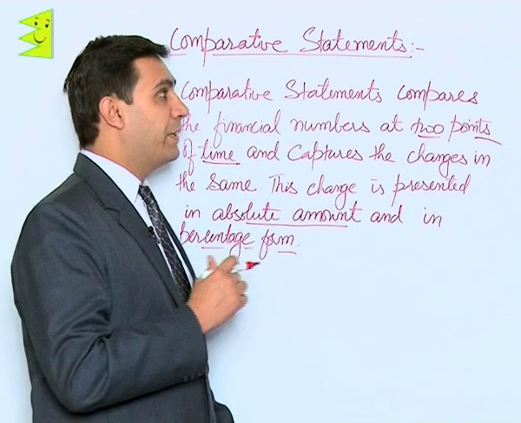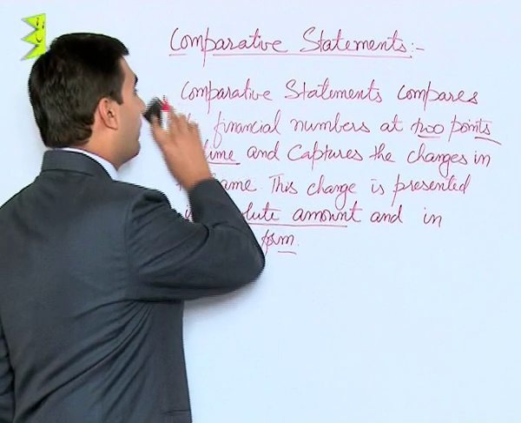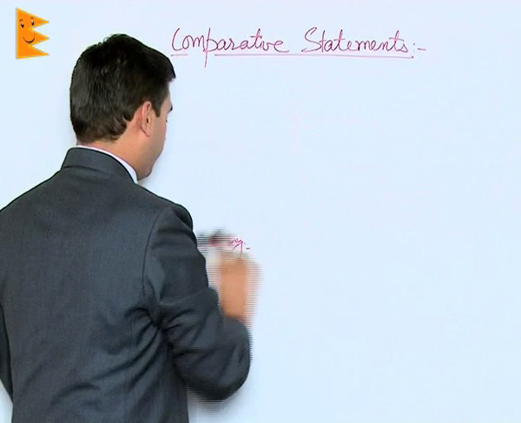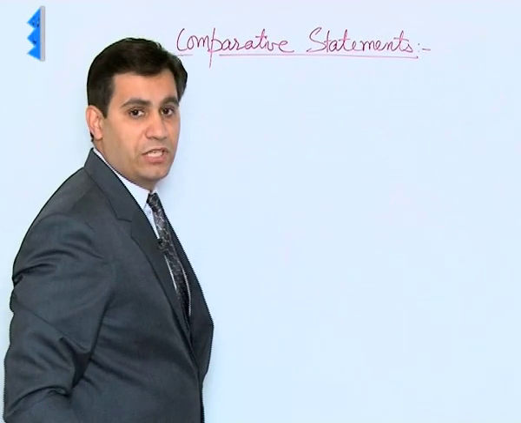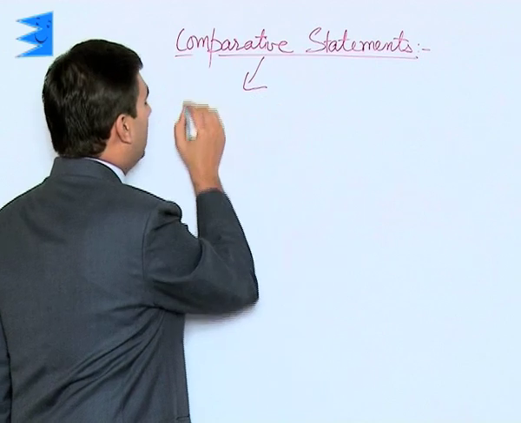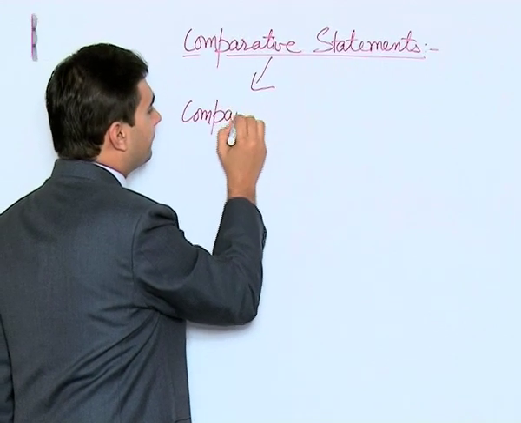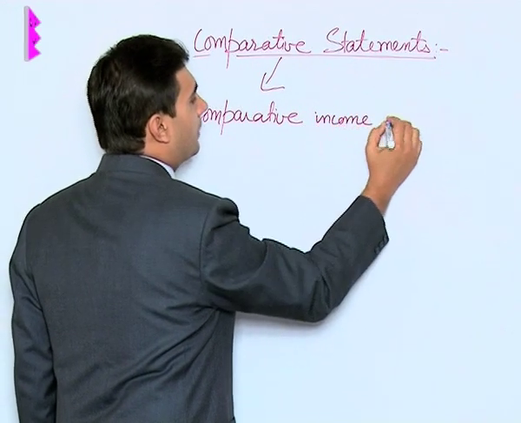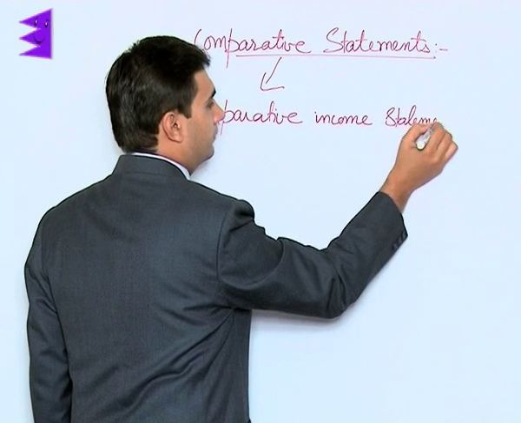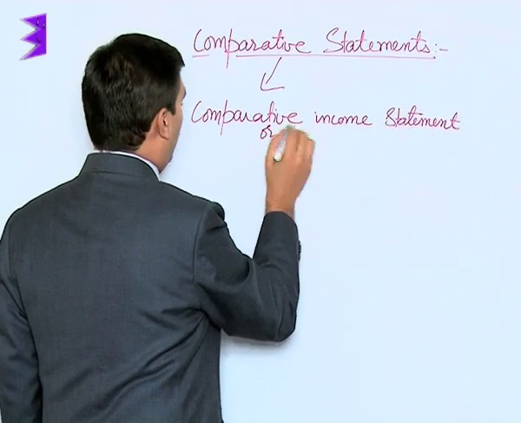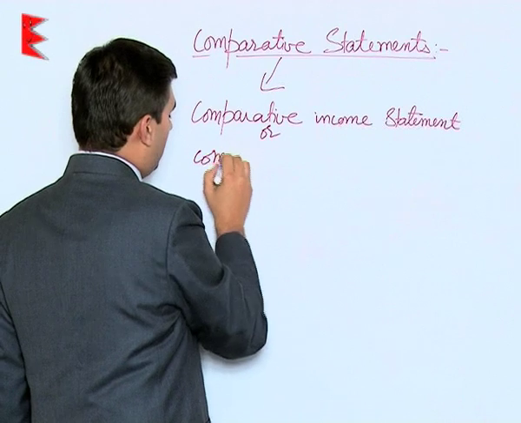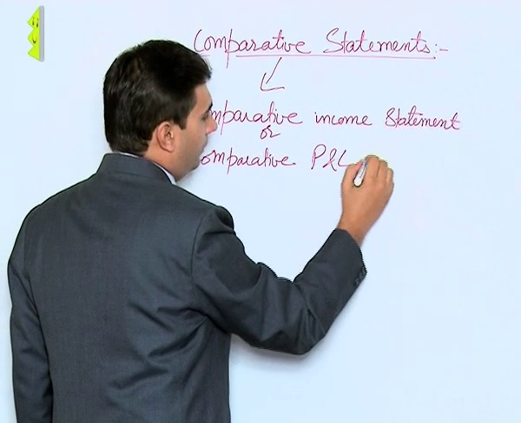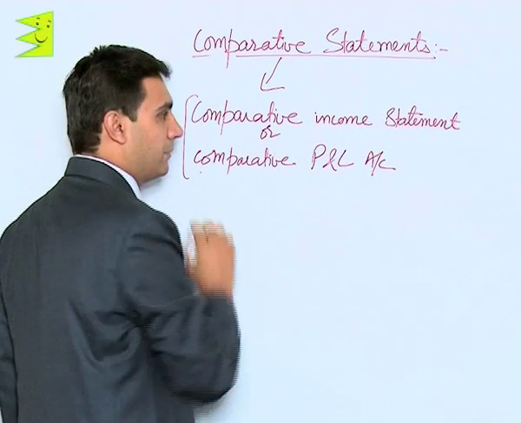So that brings us to comparative statements. So students, we can have comparative statements in both the forms, that is we can have comparative income statement and we can have comparative balance sheet as well. So then comparative statement would be in the form of comparative income statement, or we can also write it as comparative profit and loss account. This is one and the same thing.